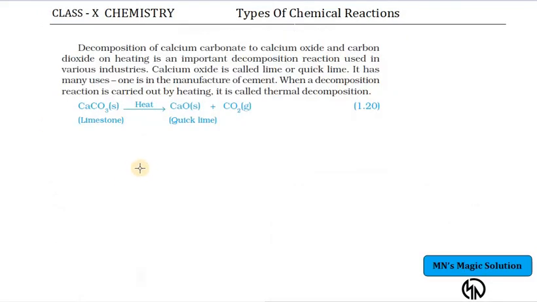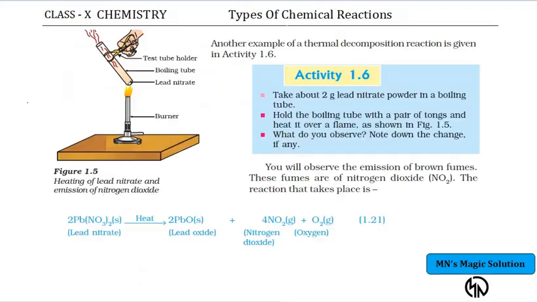The next decomposition reaction given in your textbook is calcium carbonate, which when heated gives calcium oxide and carbon dioxide. The common name of calcium carbonate is limestone, and calcium oxide is quicklime. So when you heat it, this reaction happens. It has many uses, one is in the cement industry. They have also mentioned it is called thermal decomposition because it is carried out by heating.